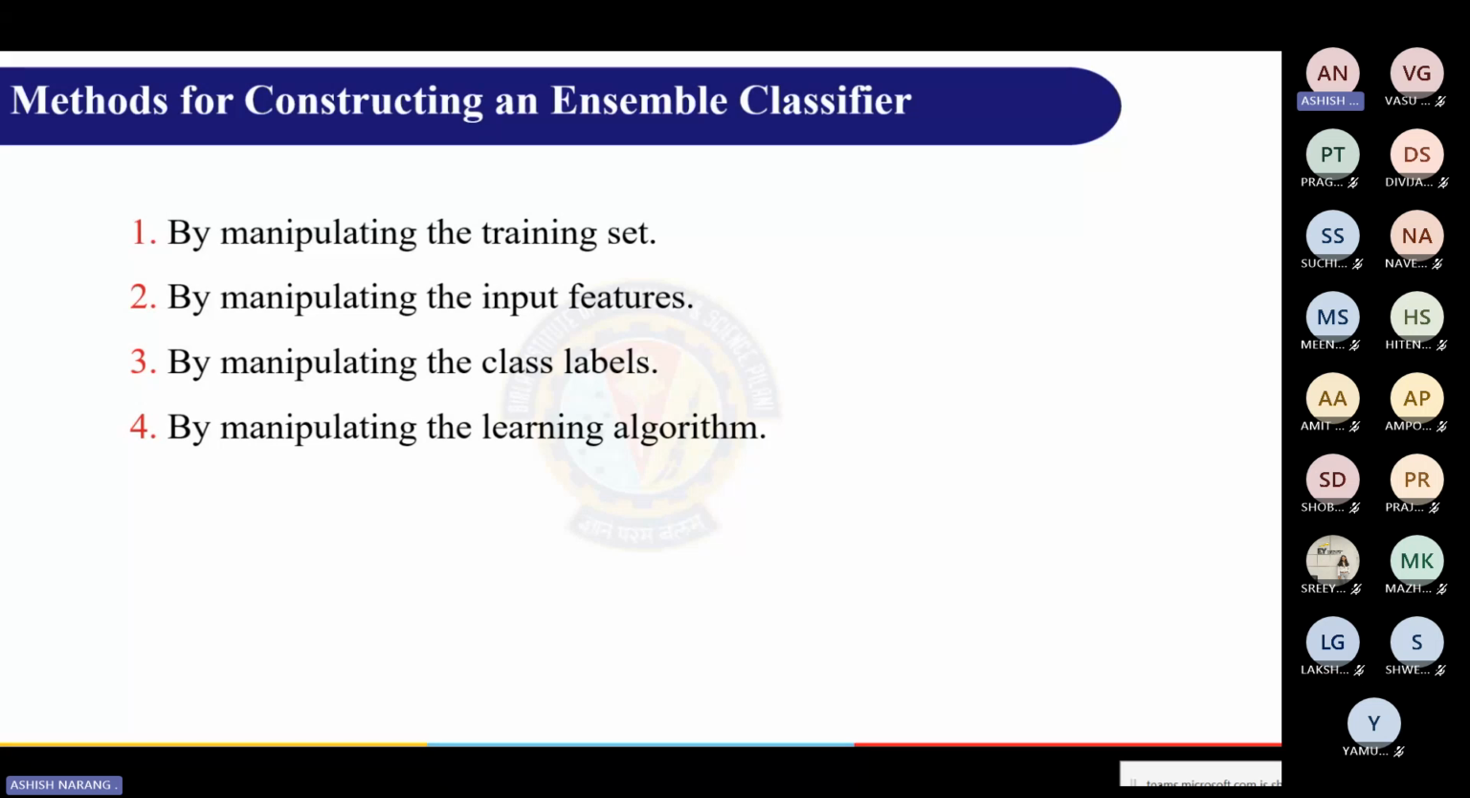When I say by manipulating the training data set, I've got one training data set, right? As I told you, from 1 million records, you divide it into 10 parts, maybe 1 lakh records in each, and then you build classifiers with 1 lakh records, and then you combine the results of those 10 classifiers. Now, how do I randomly choose a sample for a particular classifier? That is what we are going to look at.